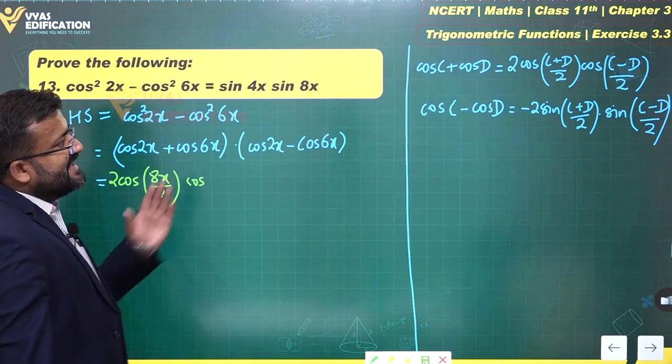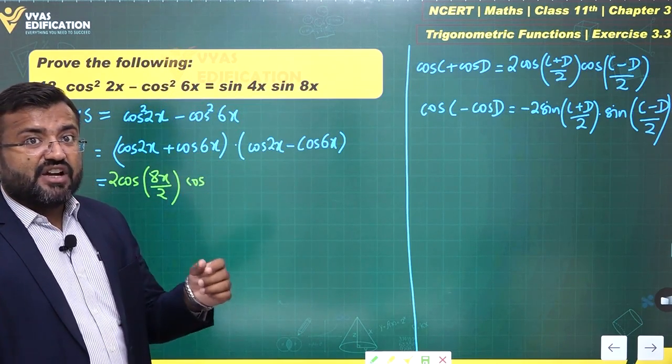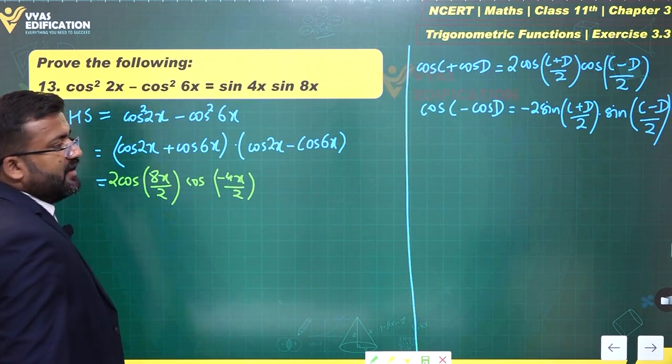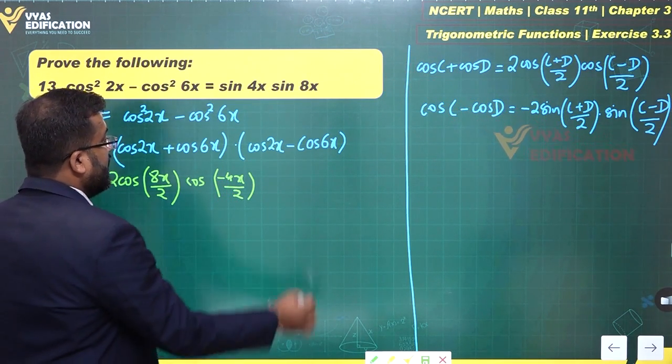Cos of C minus D. 2x minus 6x will be minus 4x by 2. Okay, this is what I get. Is that okay? Yes, that's okay. What about the other one?